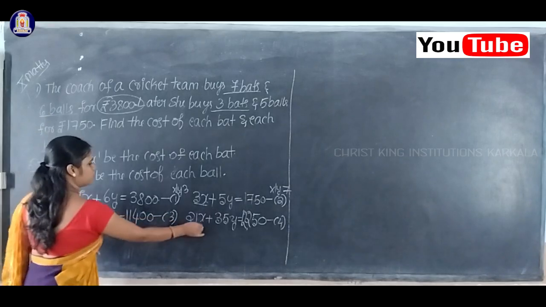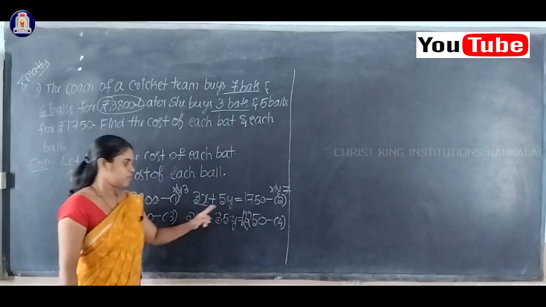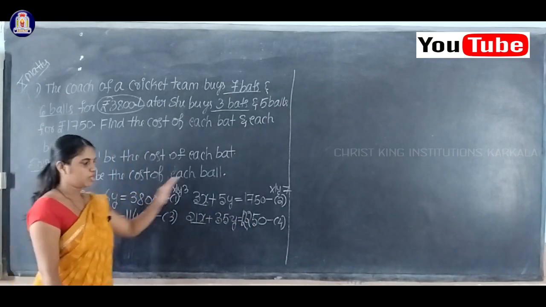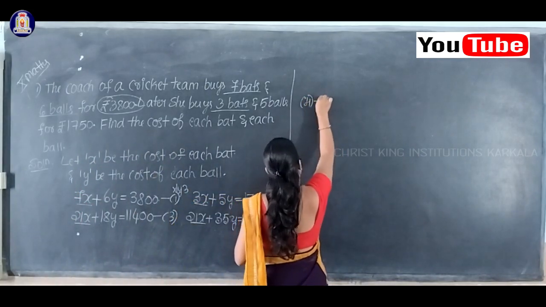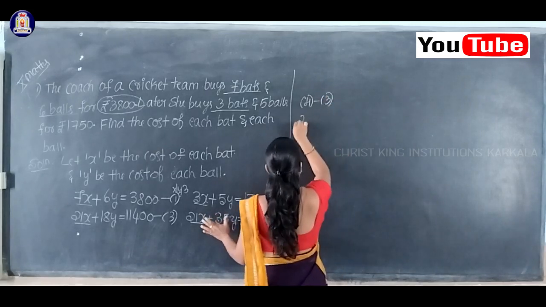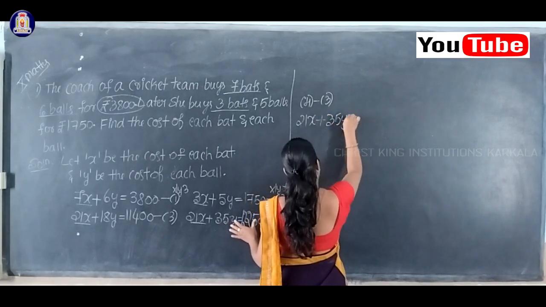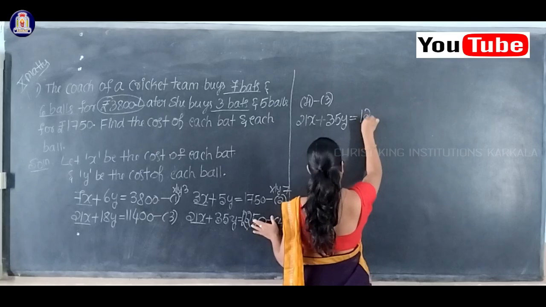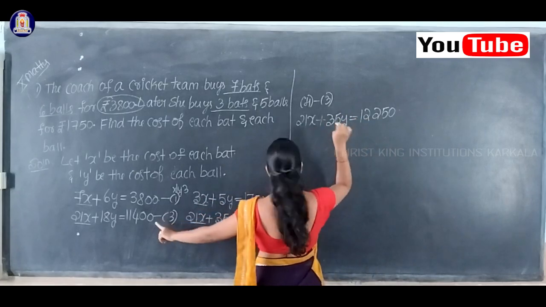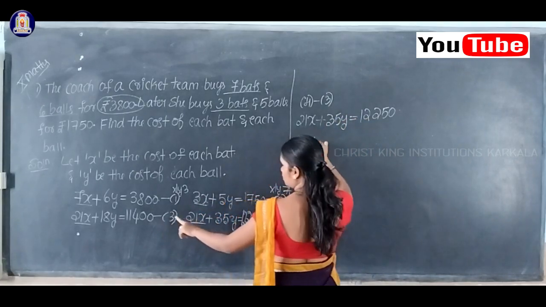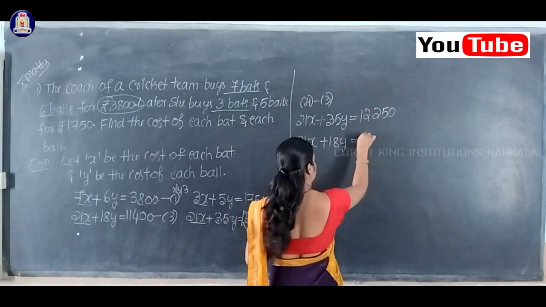Now you can observe here the first terms are the same. So either you can do 4 minus 3 or 3 minus 4. I'll do 4 minus 3. First write equation 4: 21x plus 35y equal to 12,250. Now take equation number 3: 21x plus 18y equal to 11,400.